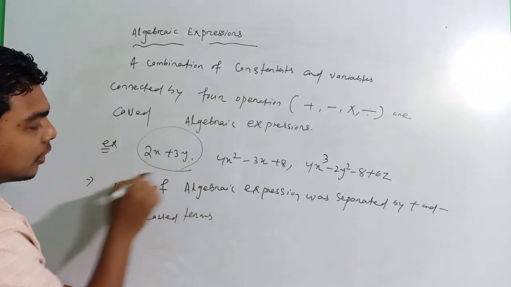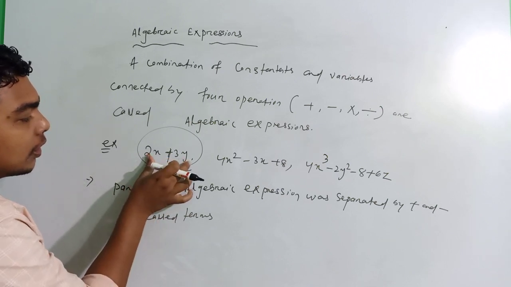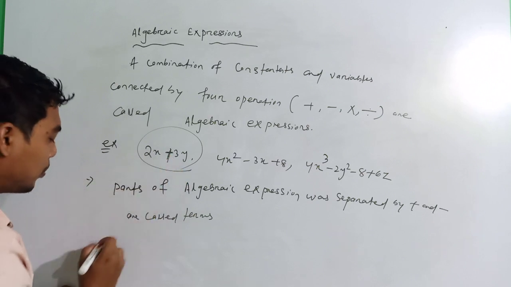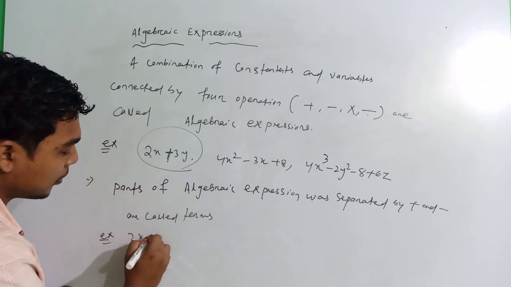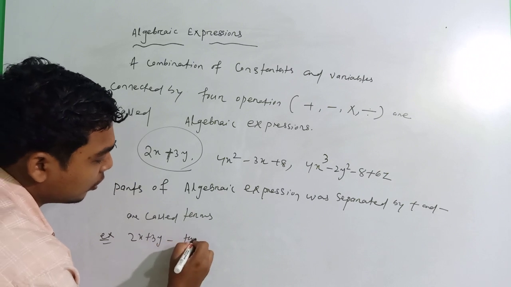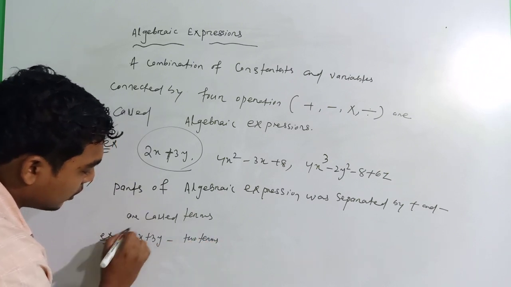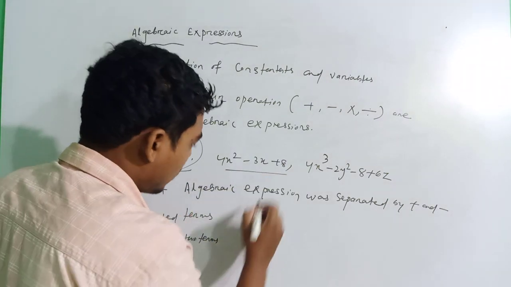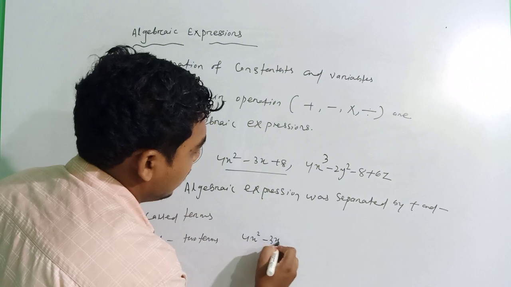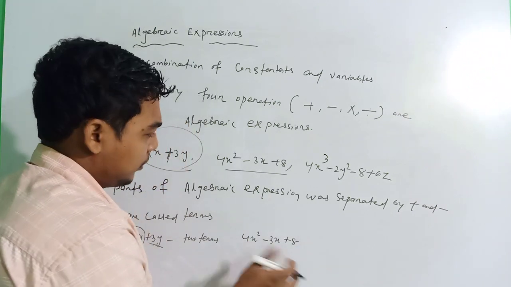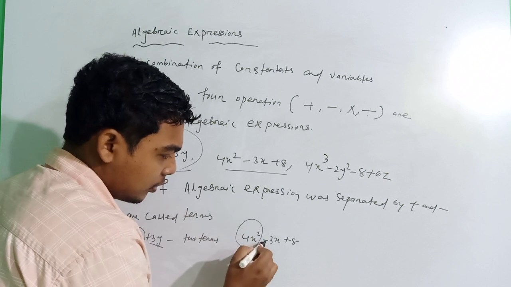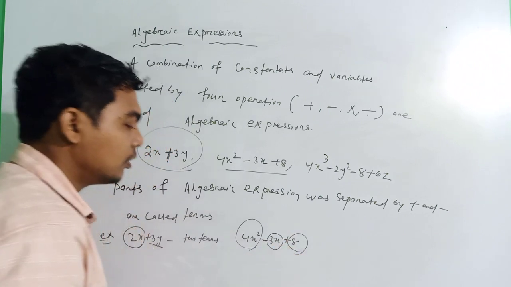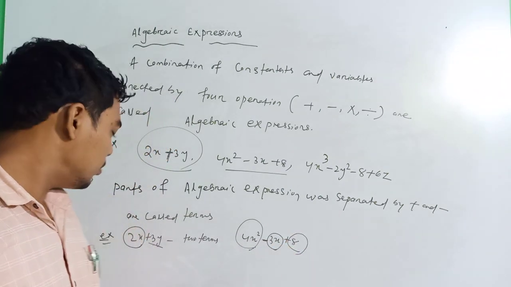Suppose this one, 2x plus 3y. These are two terms separated by the symbol plus. Let me write the example: 2x plus 3y, these are two terms, that is 2x, another is 3y. Here 4x square minus 3x plus 8 is three terms, because 4x square is a single term separated by minus, this is another term, and this is another term. These are three different terms.